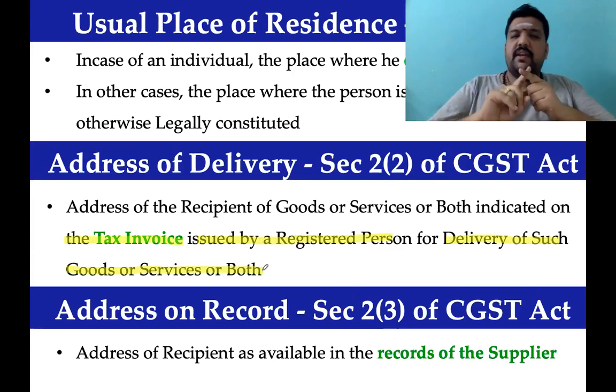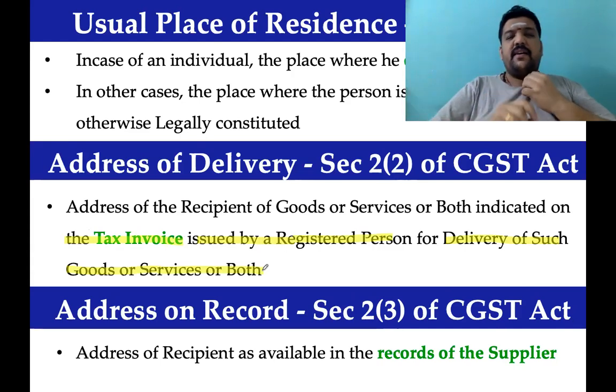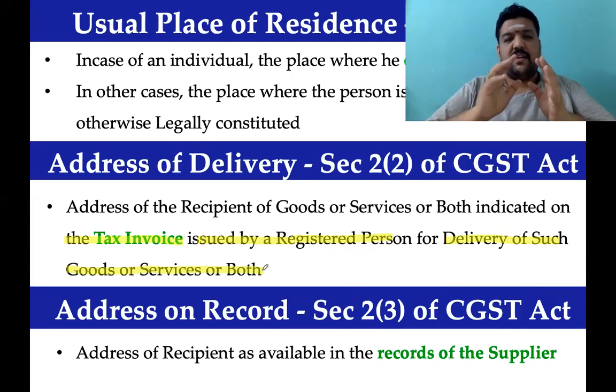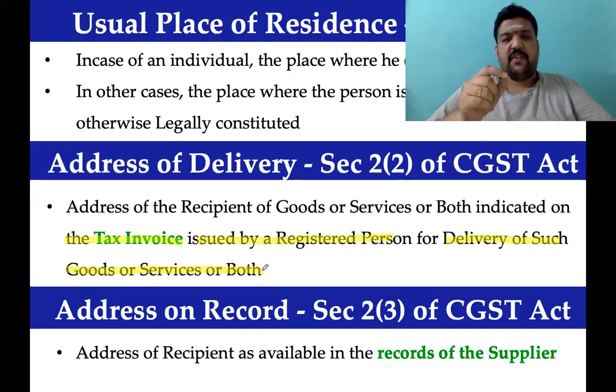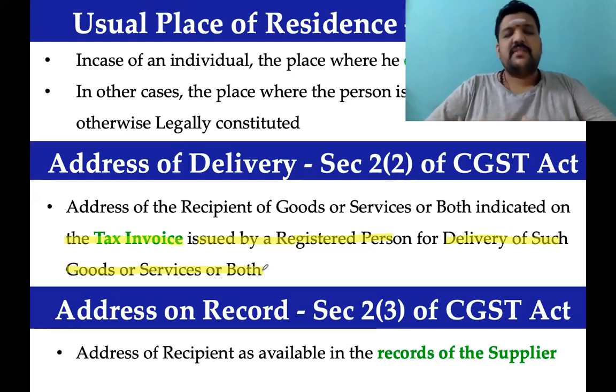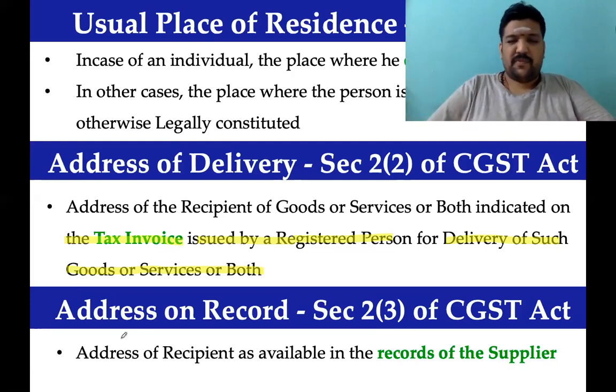Address of delivery means the address that is mentioned in the tax invoice issued by a registered person. A tax invoice issued by a registered person will contain an address of delivery. That address would be treated as the address of delivery because we have a discussion: the place where the goods are delivered, address of delivery, that would become place of supply. So for that reason only that definition becomes important.